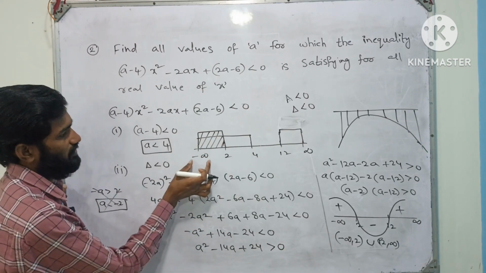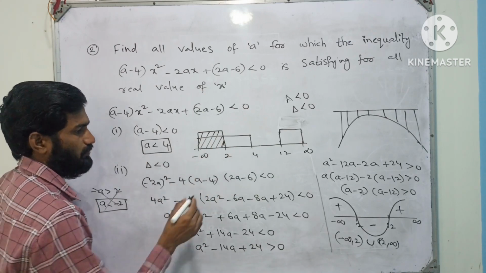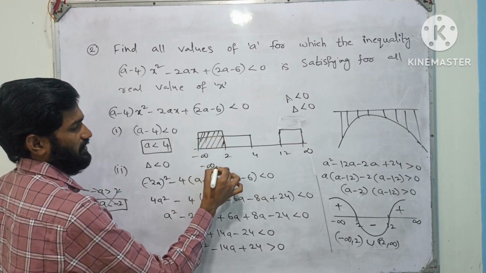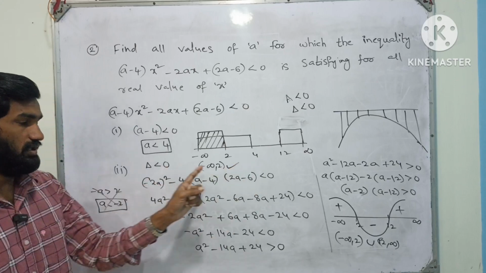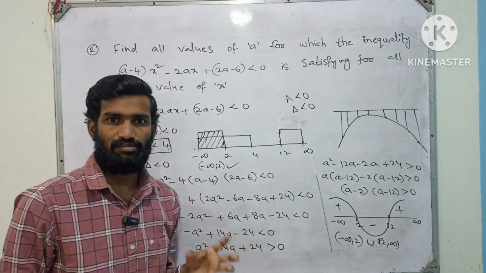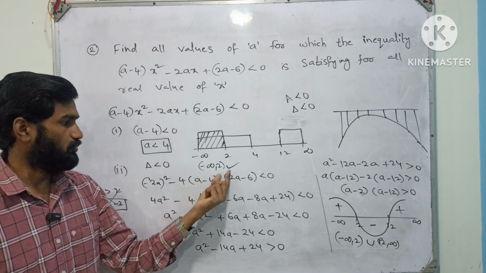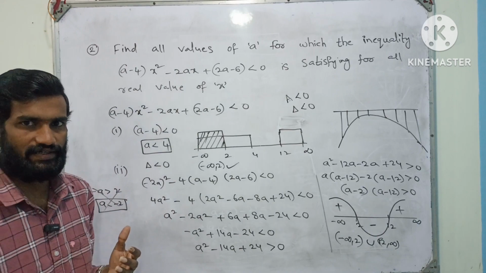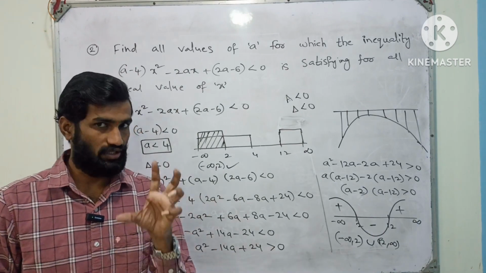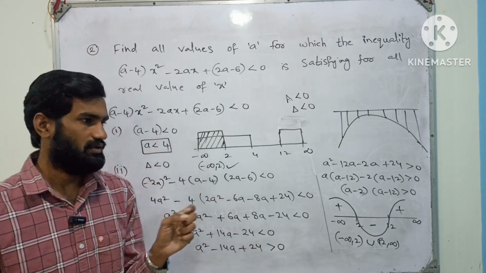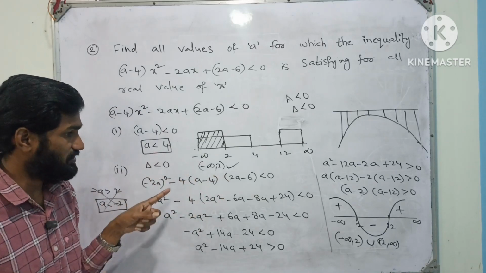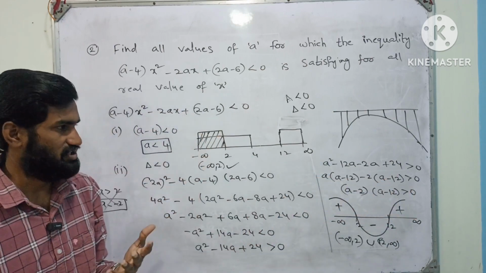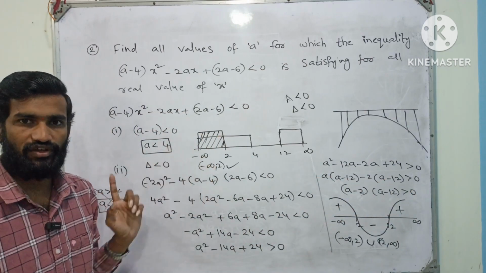Therefore, our answer is from minus infinity to 2. All are open brackets, because there is no equal symbol here. Therefore, we have to consider only open brackets. For infinity, every time we need to take an open bracket only. Okay, we'll discuss that one later. Infinity does not exist. That's why we always consider an open bracket. For 2 also an open bracket, because there is no equal symbol here. If an equal symbol is there, then we can change it. But here open brackets only we need to consider.